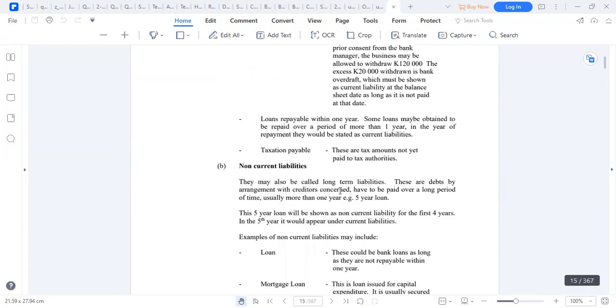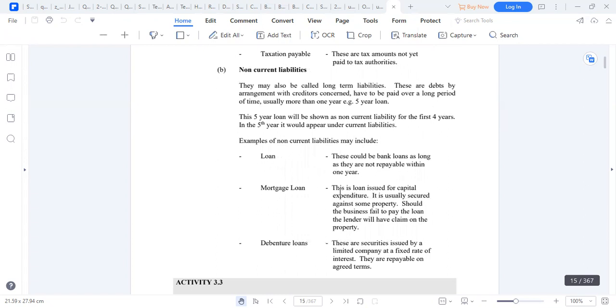All right. Then when we go to the non-current liabilities, we are discussing long-term liabilities. These ones include loans, mortgages, debentures. So a loan is simply what a bank may give, and this should be repayable in more than a year. A mortgage is a loan that is given for an intended purpose and is usually secured against some property. So if a business gets a mortgage and they fail to pay, there is some surety there. And a debenture is simply a security that is issued by a limited company at a fixed rate of interest, and they are repayable on terms that they may agree.